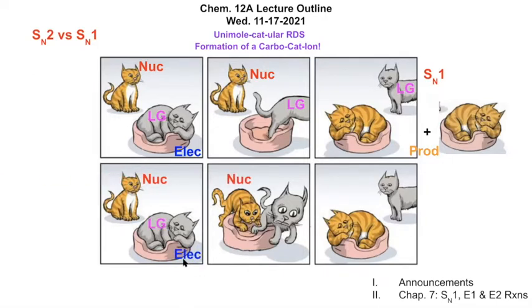And then here we have a nucleophile again, the electrophile with the gray cat leaving group. And the nucleophile is going to come in and kick the gray cat leaving group out at the same time as it comes in. This is a bimolecular rate determining step. So you'd get your product. You just get one product in this case, not a racemic mixture. So that's the SN2 reaction, right?